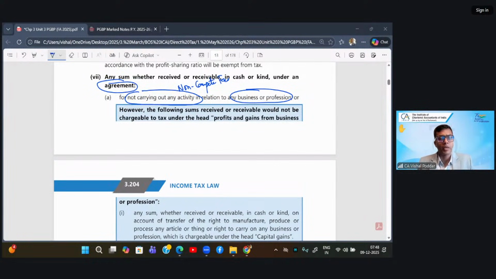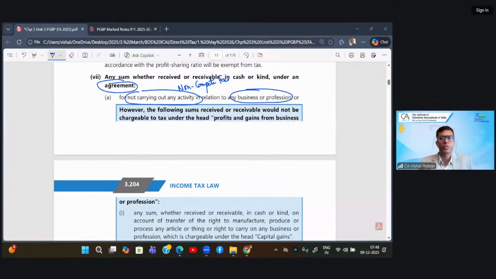Anil is asking, Keyman insurance policy expense deduction will be under PGBP. Correct. And income chargeability will depend upon who received it. Exactly. You're right, beta Anil. Yes, hi Nikhil. Yes, Divya, good morning.